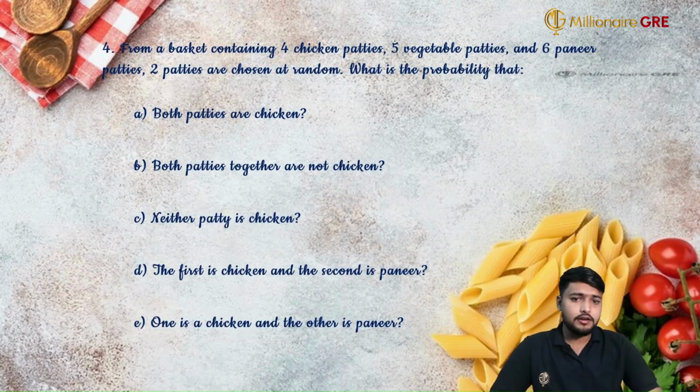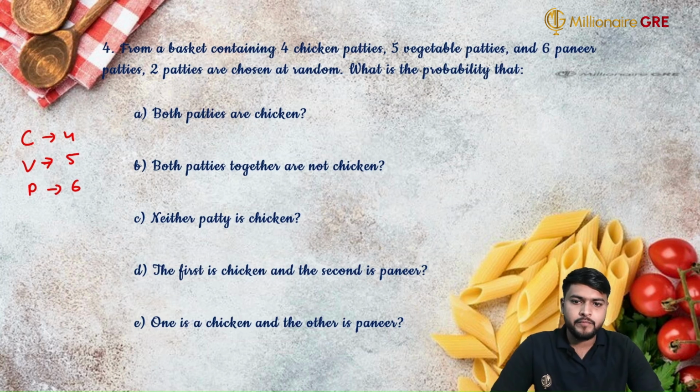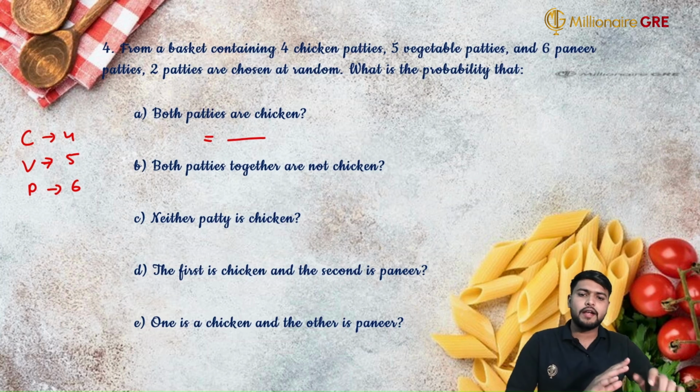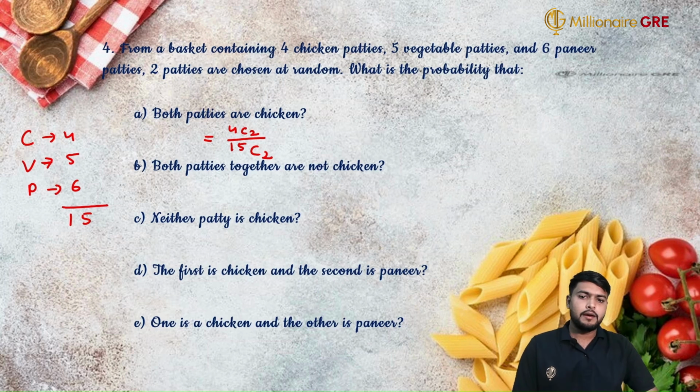Okay, here there are 4 chicken patties, 5 vegetable patties and 6 paneer patties. You're choosing 2 patties at random. What is the probability that both patties are chicken? Now the total ways to select 2 patties out of 15 patties is 15C2, and 2 chicken patties out of 4 chicken patties can be chosen in 4C2 ways. This is the answer.